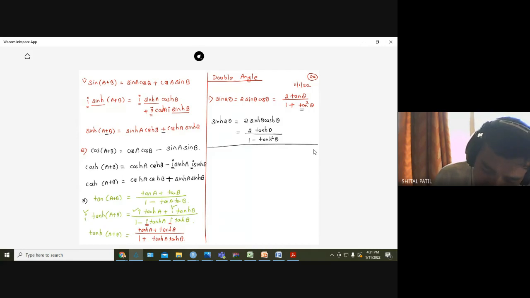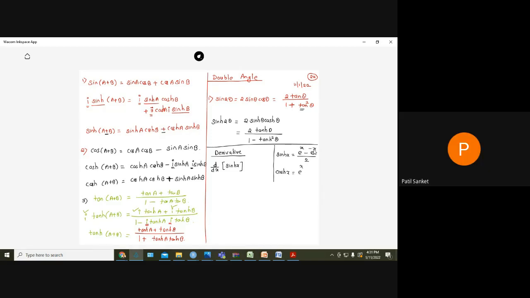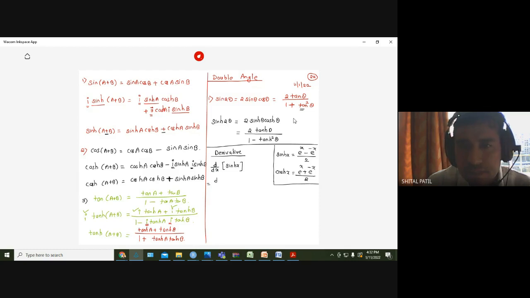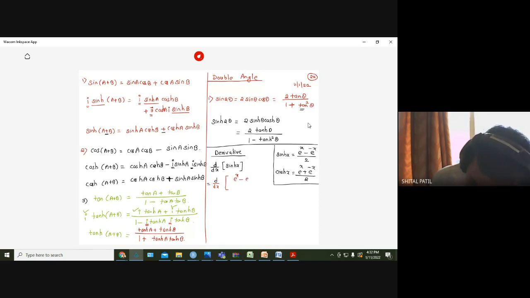So before I proceed, let me write the derivative. So see, d by dx of sine hyperbolic of x. Hope you remember these two formulas. Sine hyperbolic of x is e raised to x minus e raised to minus x divided by 2. What about cos hyperbolic of x? e raised to x plus e raised to minus x divided by 2. We studied them yesterday. So equal to, let me change the ink. d by dx of, since we know the exponential form, let me use the exponential form. e raised to x minus e raised to minus x divided by 2. So see how the derivative is.